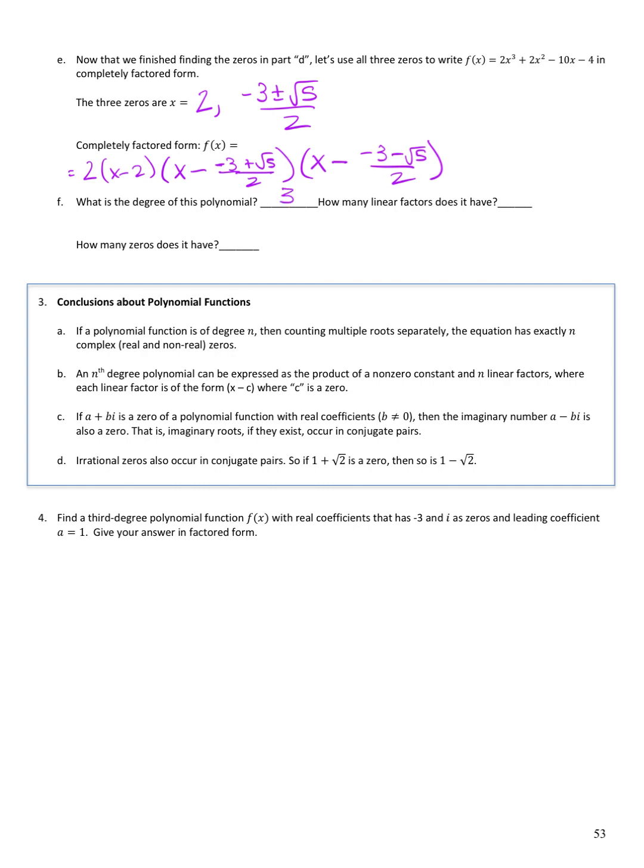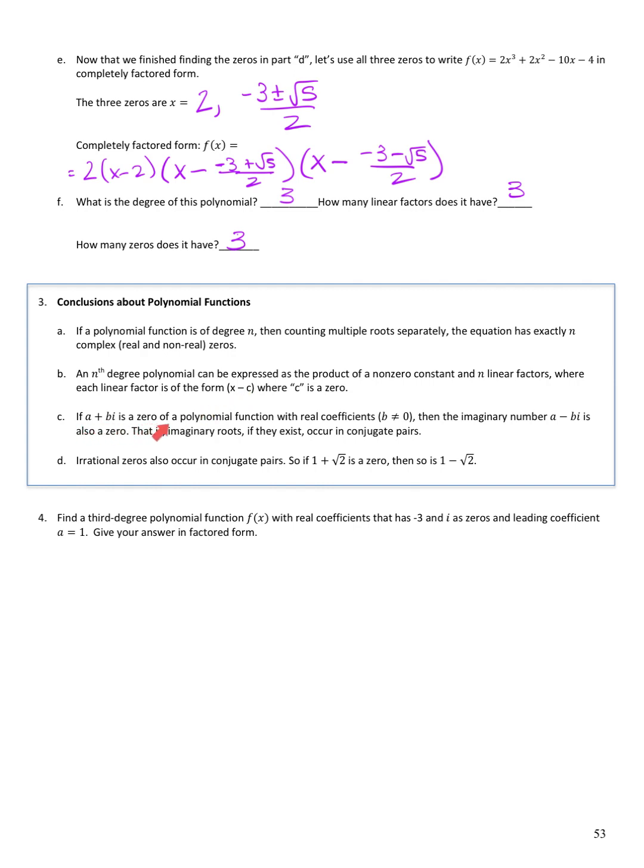3. How many linear factors does it have? 3. How many zeros does it have? 3. Conclusions about polynomial functions. If a polynomial function is of degree n, if you count multiple roots separately, the equation has exactly n zeros, some real and some non-real. And then an nth degree polynomial can be expressed as the product of a non-zero constant and n linear factors, where each linear factor is of the form x minus one of the zeros.